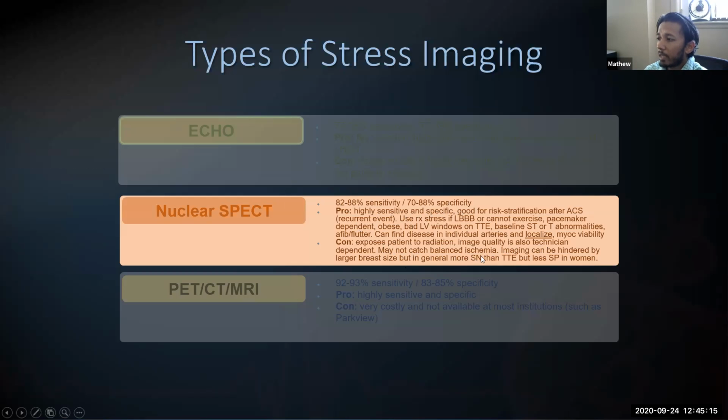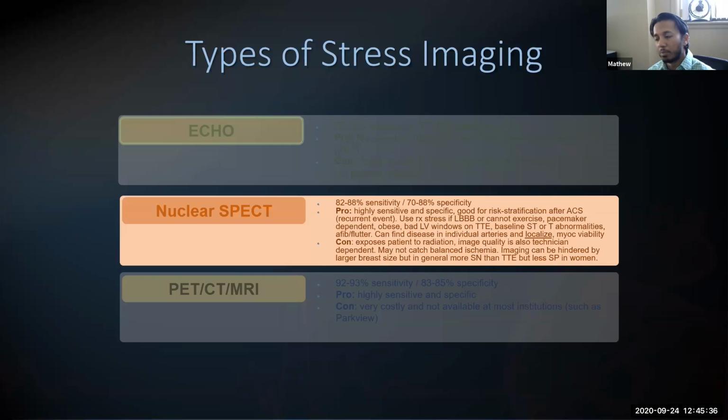It may not catch balanced ischemia. So know that if there's just enough ischemia that the heart is compensating for, if you don't stress them enough, it's not going to catch that, okay? So that's a question that's going to come up, and it can be hindered by breast size as well. So again, if you think that there's evidence of balanced ischemia going on, that's going to be based off your gestalt that was brought up.